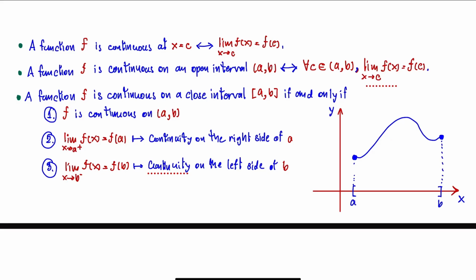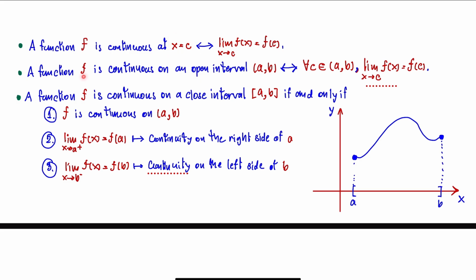Okay guys, in this video we are looking at continuity of a function. The first one is that function f is continuous at point c, a point where x equals c, if and only if the limit of f(x) as x approaches c is equal to f(c). That's the first one. That's continuity at point x equals c.